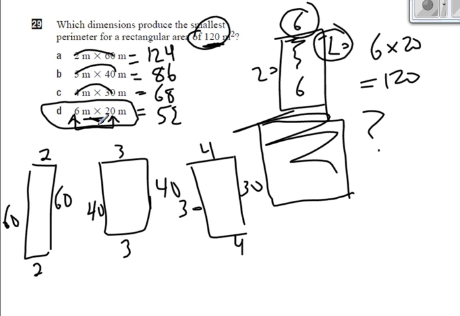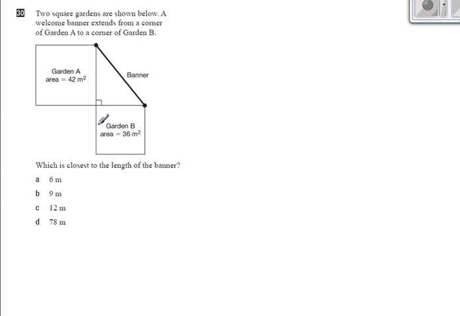Okay, next question. Two square gardens, that's an important word. Two square gardens are shown below. A welcome banner extends from a corner of garden A to a corner of garden B. Which is closest to the length of the banner? In order to find the length of the banner, you can clearly see that it's the hypotenuse of a right-angled triangle. So I can label it as side C, label these as A and B, and write the Pythagorean theorem.